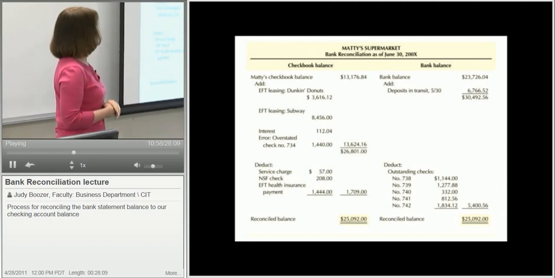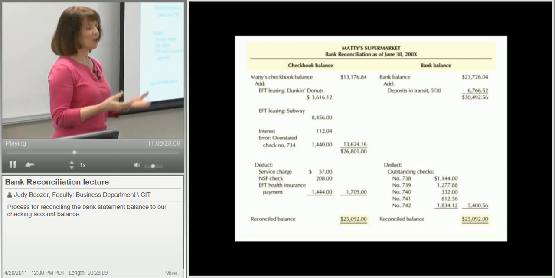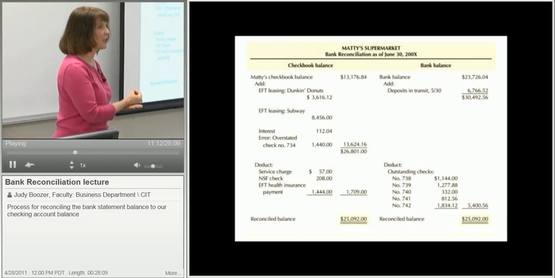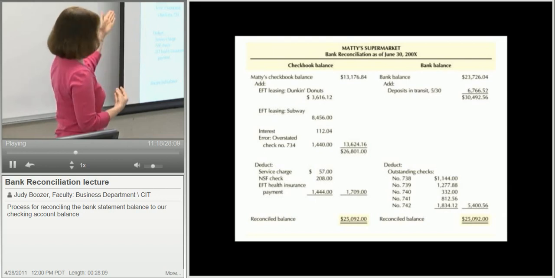Checkbook balance additions. This one has EFT leasing. What do you think that is? What is EFT? Good. Electronic funds transfer, meaning it's automatically, electronically transferred to your account. So are you getting a check for it? So you may not have it recorded. That's why we're going to add it here, because you saw it on the bank statement.